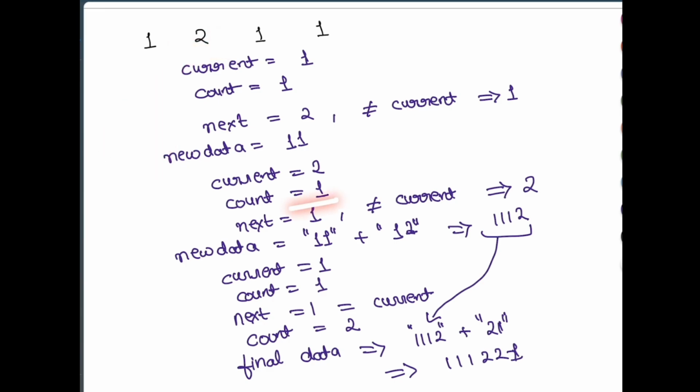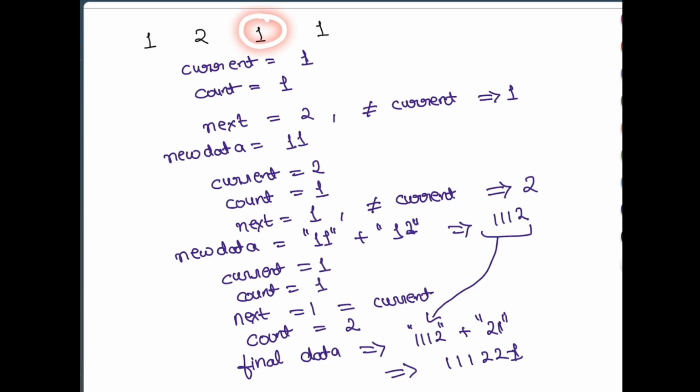So we need to see what is the count. The count is 1. What is the character? The character is 2. So I can say my new data is equal to my already existing new data 111 plus 1, 2. That's because 1 is the count and 2 is the character. So 11112. That's the data I have after processing this.